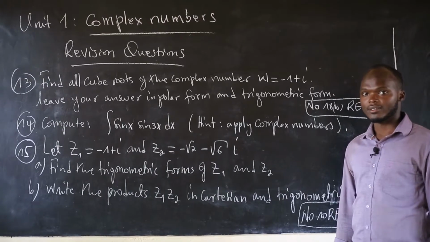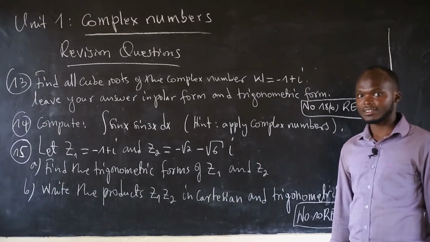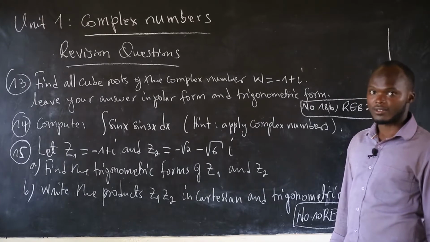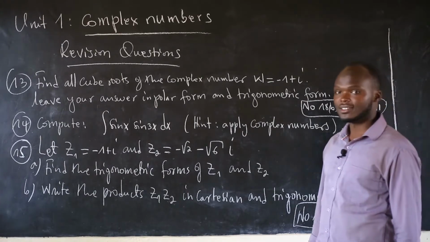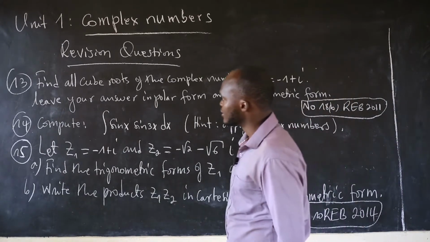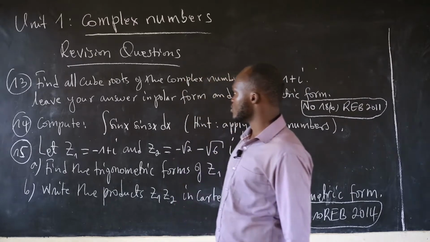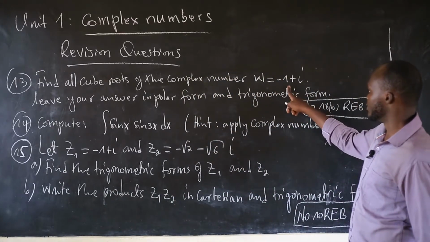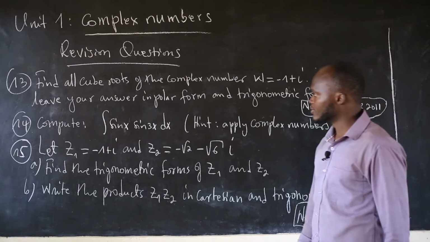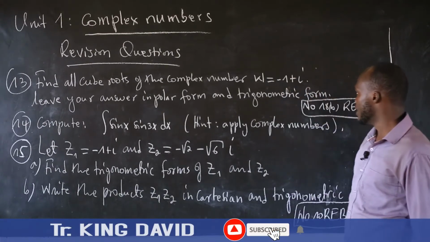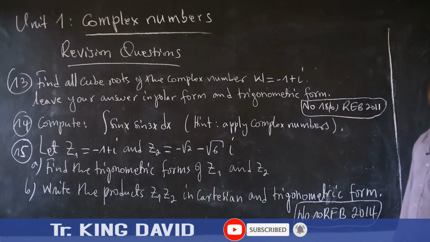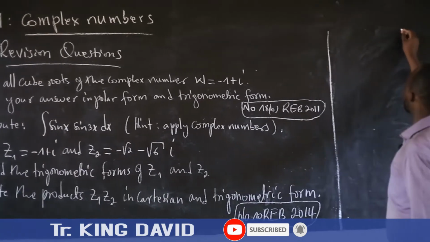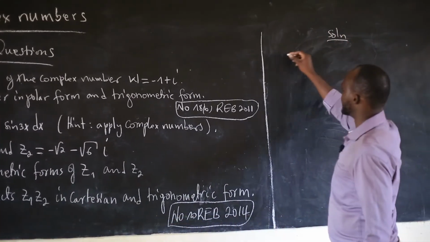So we are still on revision questions about complex numbers. Up to now we are on number 13. Number 13 is saying, find all cube roots of the complex number w, which is equal to -1 plus i. Give your answer in polar form and trigonometric form. So we are going to answer number 13.